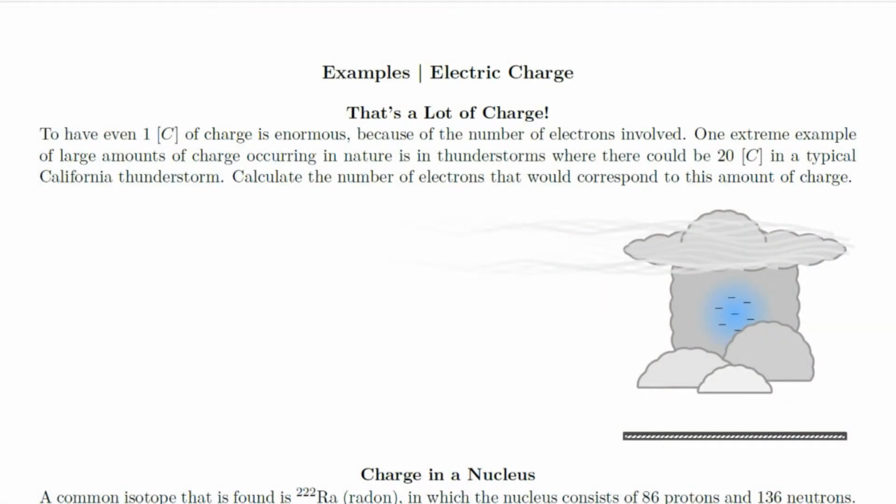In this first example, to have even 1 coulomb of charge is enormous because of the number of electrons involved. One extreme example of large amounts of charge occurring in nature is in thunderstorms, where there could be 20 coulombs in a typical California thunderstorm, maybe more in a Midwest thunderstorm where it's really, really powerful. Calculate the number of electrons that would correspond to this amount of charge. Very simply, we're going to take the 20 coulombs of charge and just convert it over.